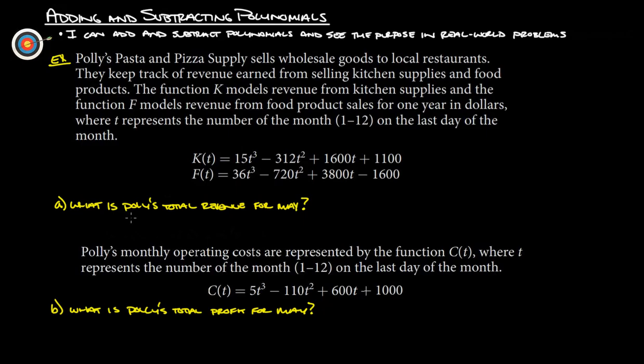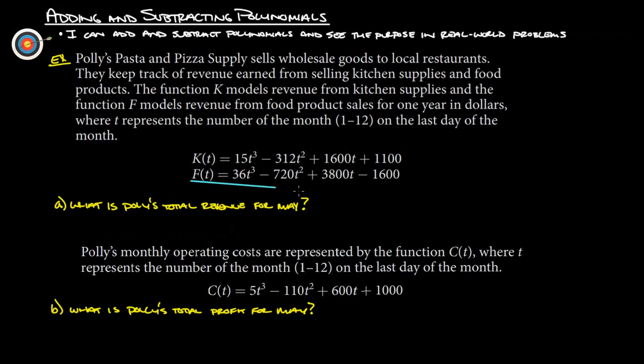It says, what is Polly's total revenue for May? What we could do is simply put in a 5 for each of these t's, because May is the 5th month, come up with the answer for this one, then the answer for this one, and add them together. Or, better yet, we can add these two functions together and then plug in the 5 for just the one equation instead of having to plug it into two different equations. So that's what we're talking about with adding and subtracting polynomials.